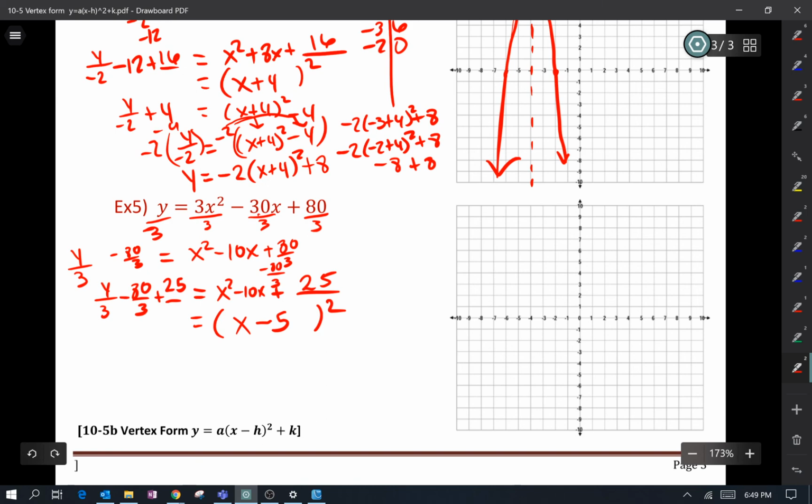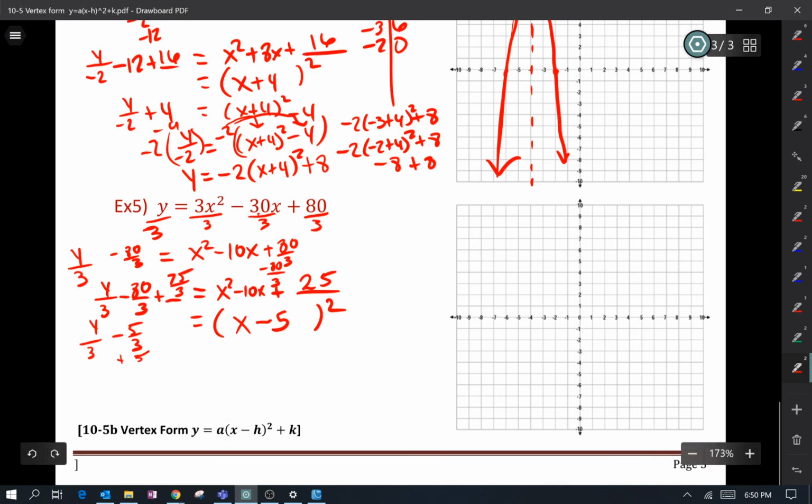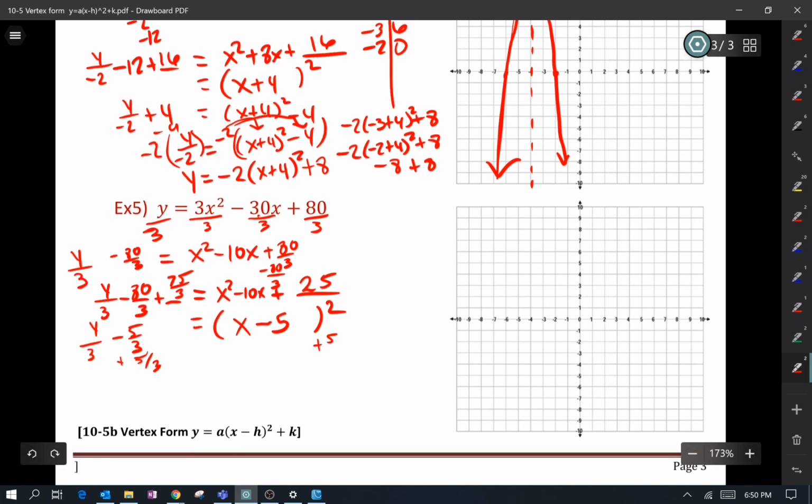Now, if I were you, since that's in thirds, I would actually call the 25 and think to myself, what is 25 as thirds? 25 is equal to 75 thirds, so it might be better on this side to call it 75 thirds. Because 25, if each piece is cut up into 3 pieces, you'd have 75 of those, right? So 75 thirds. All right, so now what do we get? We get y over 3 minus 80 thirds plus 75 thirds is minus 5 thirds, right? Bring the 5 thirds over.